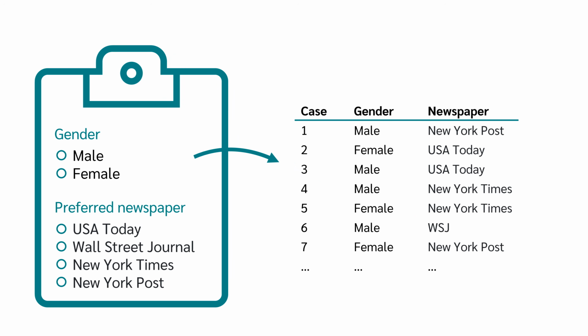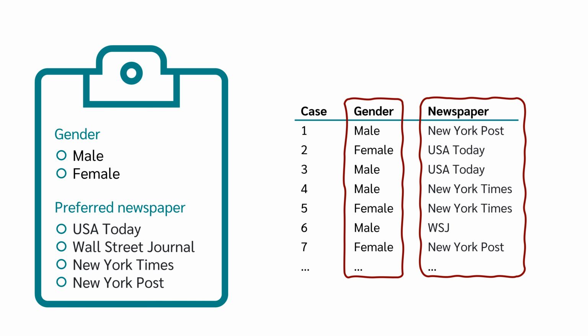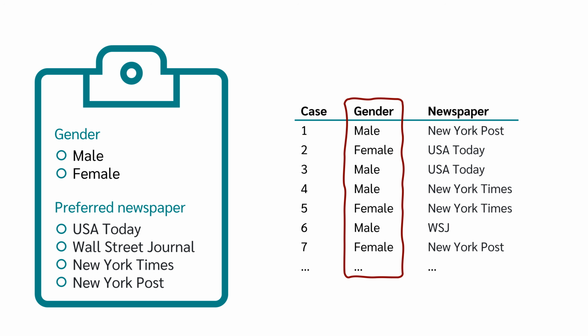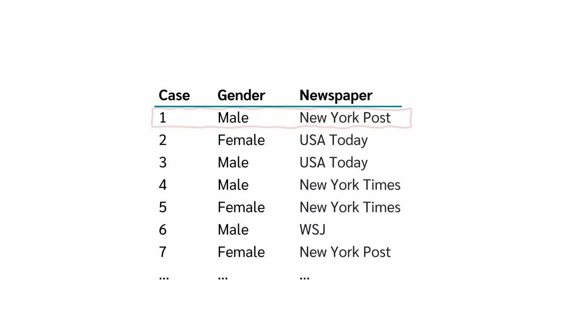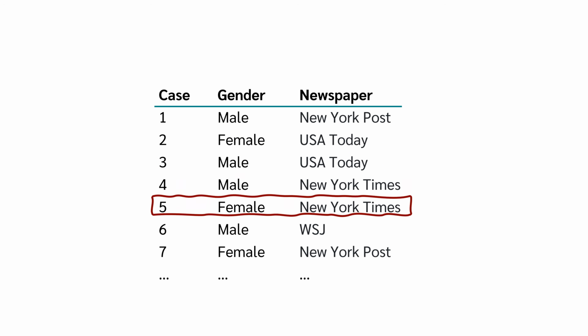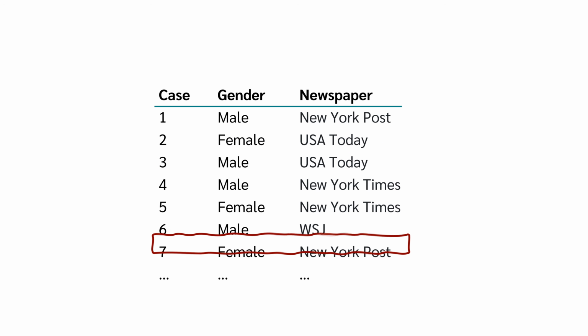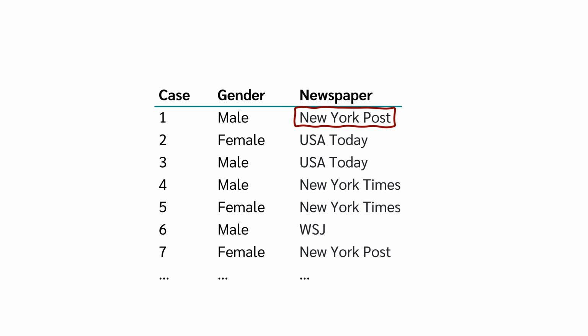Afterwards, we can display the received answers in a table. In this table, we have one column for each variable, one for gender and one for newspaper. On the other hand, each row is the response of one surveyed person. The first respondent is male and stated New York Post. The second is female and stated USA Today, and so on and so forth.